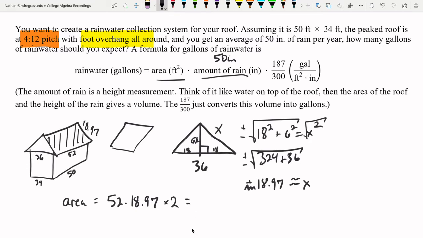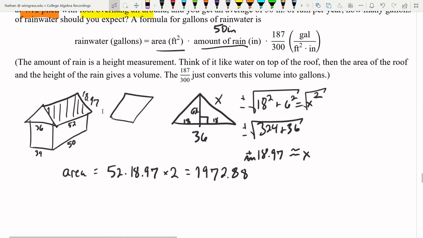And that will give us 1972.88 approximately. Well, that would be exact if we use exactly 8.97, but that's approximately the area. And now all we have to do is plug it into our formula and find the rainwater in gallons.